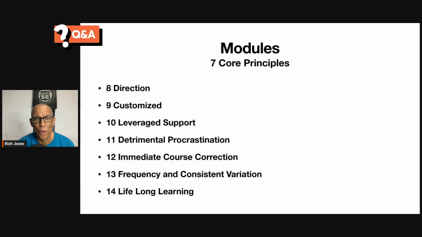Number 13, frequency and consistent variation. Very important. It has a lot to do with how RLM is delivered and what it is delivered against in the mindset. So we'll give you a brief view of our take on frequency and consistent variation, how it works, what it means, and what it means specifically to RLM.